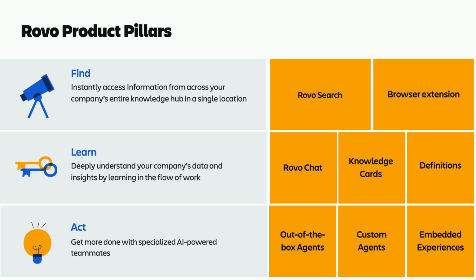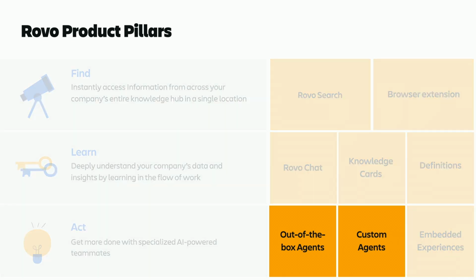So let's start by recapping what Rovo is. As we talked about in the keynote this morning, there are 8 main features and 3 pillars of Rovo. You've got your find pillar, your learn pillar, and your act pillar. Within that, you have a bunch of different features that support those pillars. We're going to focus today on agents, both out-of-the-box agents and custom agents, and how you can build those yourself.